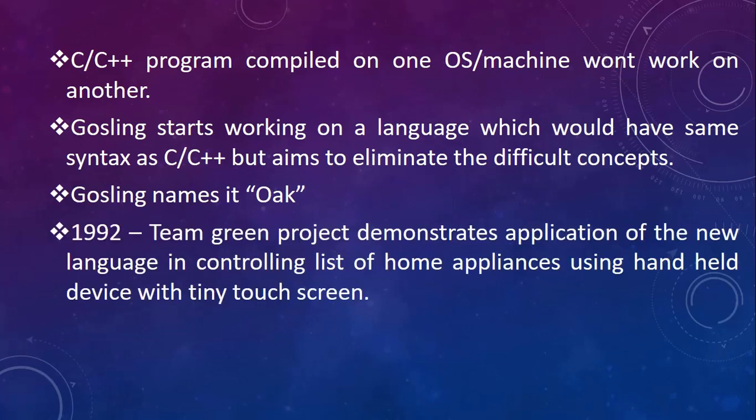That we'll see later. In 92, the Green Project Team, using this Oak language, made a very strong demonstration of an application. This application was able to control a list of home appliances using a handheld device with a tiny touch screen.